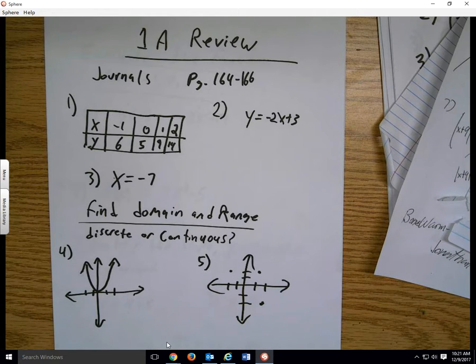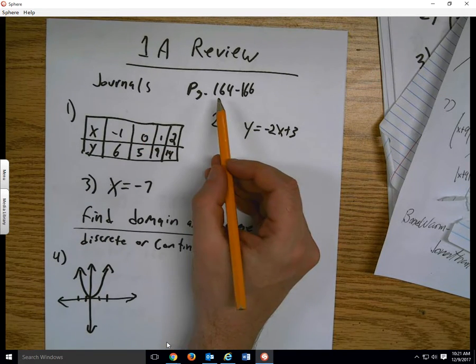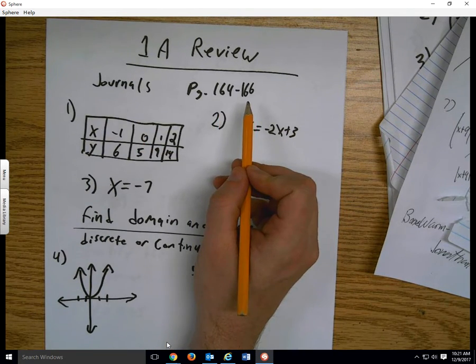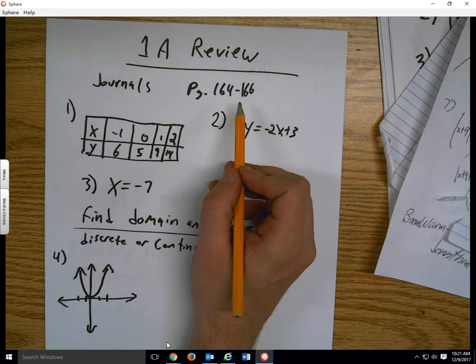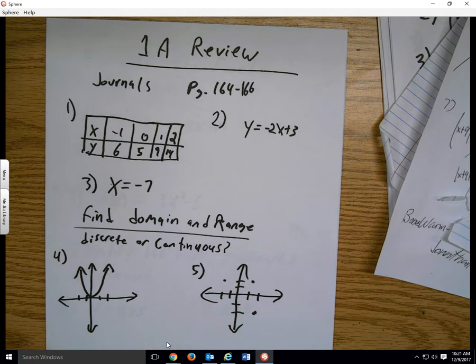Okay, this is for Algebra 1A, the review of Chapter 3. Remember, you can always review in your journals, or you can go to page 164 through page 166, and we are doing every section in Chapter 3 except for the last two. We just didn't have time to cover those before we take the test.